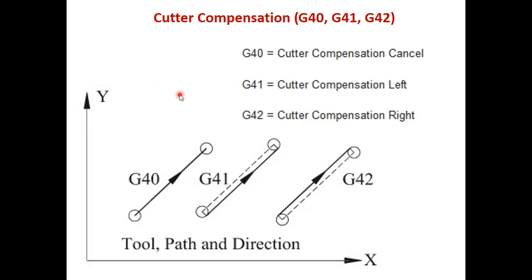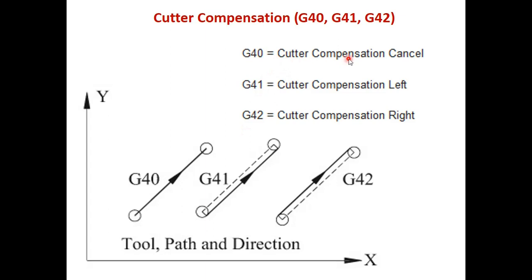Now there are three G codes to give the cutter compensation. First is G40, that is cutter compensation cancel. Then G41 cutter compensation left, G42 cutter compensation right. So where I'm using G40, the cutter compensation is cancelled. Whenever you are doing any new program on a milling machine, we have to initially give this command G40. Otherwise, if any cutter compensation was given in the earlier program, it will take that into account, and then you may not get the required shape.